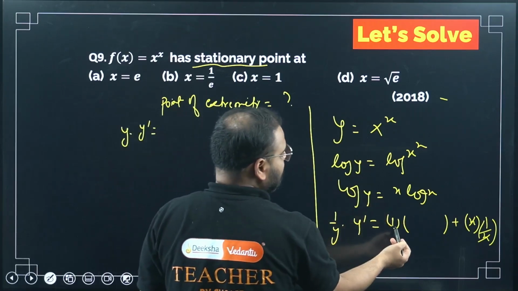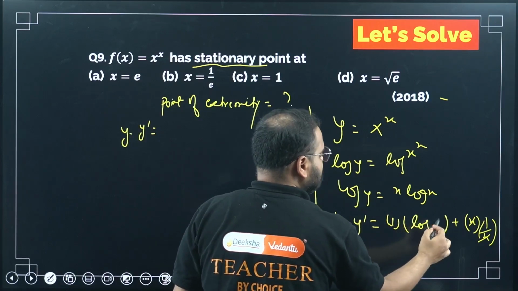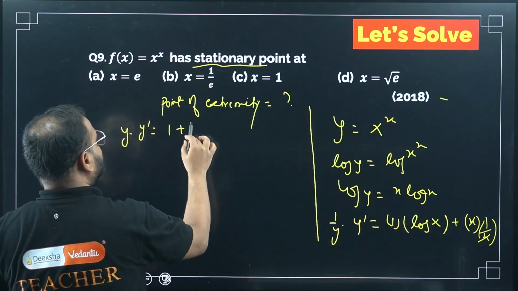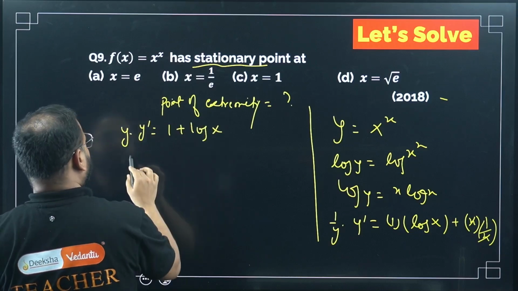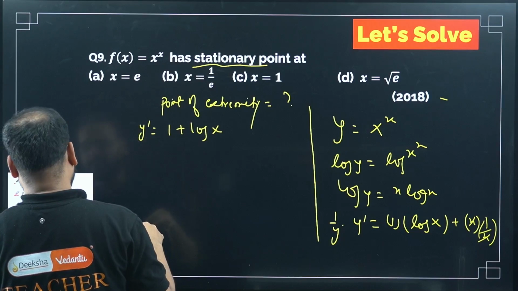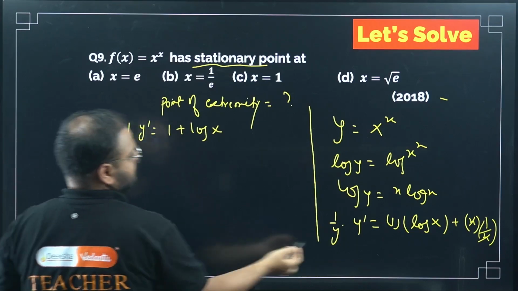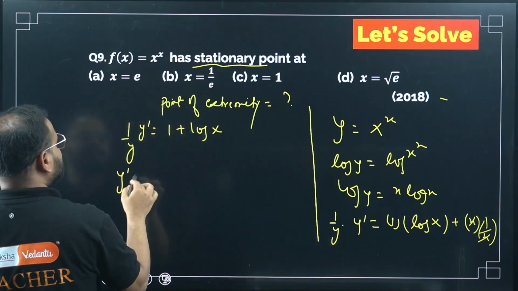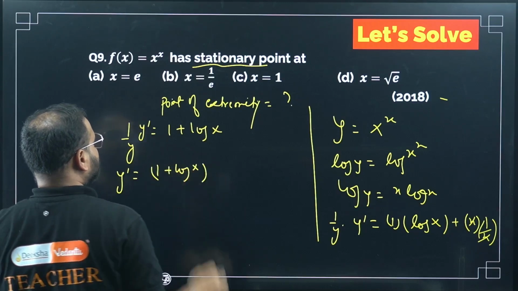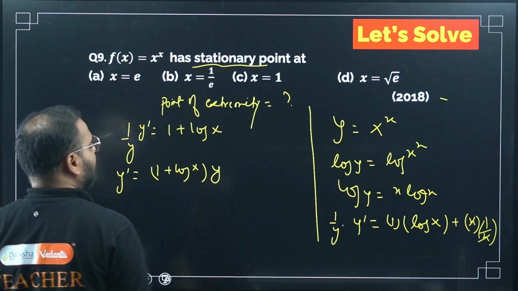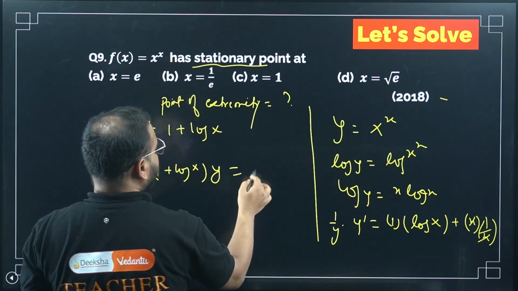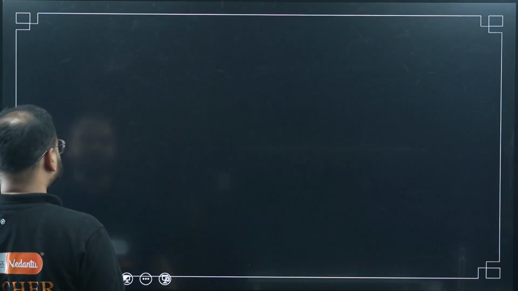If I'm doing for x, x will be 1, this will simply log x. So what I'm getting is 1 plus log x, this is my whole value. So I'm getting y dash as 1 plus log x times y. Now, to find the critical point, a stationary point, I have to put it equal to 0.